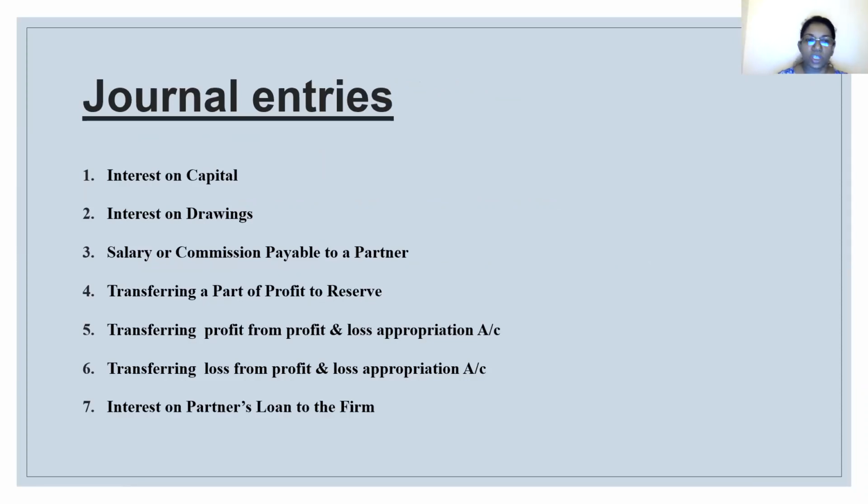So let's look at the journal entries. Here in the journal entries, first we look at the interest on capital, then interest on drawings, and salary or commissions, and how we record them for each partner. Then transferring the profit to the reserve, transferring profit from the profit appropriation account to the current account, transferring loss from the profit appropriation account to the current account, and finally the interest on partners' loan to the firm.